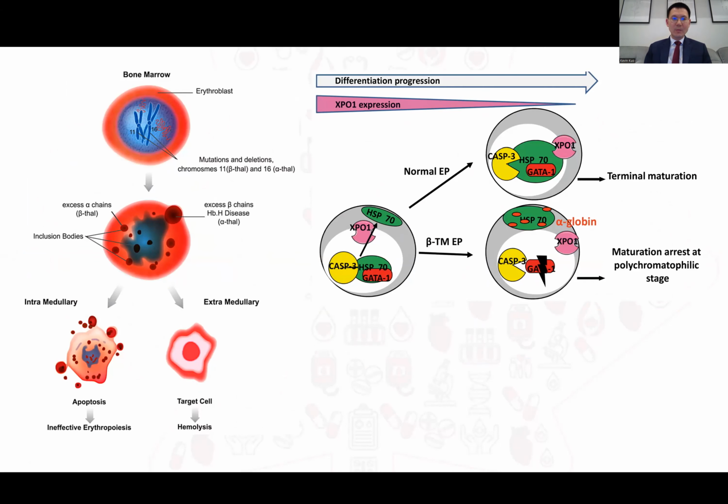I shall briefly summarize the pathophysiology of ineffective erythropoiesis in thalassemia, given that Professor Musallam has already tackled the mechanisms in detail. In the developing red cell of a thalassemic patient, imbalance in the synthesis between alpha and beta chains results in relative excess of the unpaired globin chains. These unpaired globin chains go on to form unstable tetramers, which precipitate into inclusion bodies.